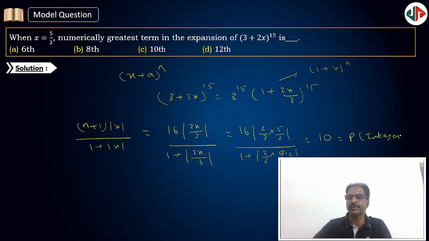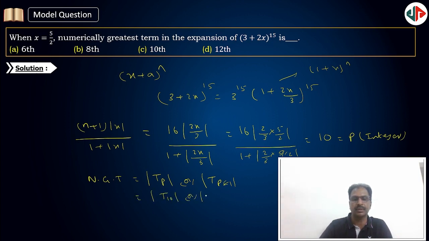When n plus 1 into mod x by 1 plus mod x is equal to p, the numerically greatest term will be mod tp or mod tp plus 1. That is, what is p? We got 10. So mod t10 or mod t11 is the numerically greatest term. So option C is correct.